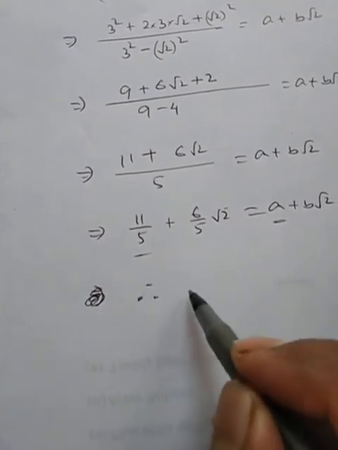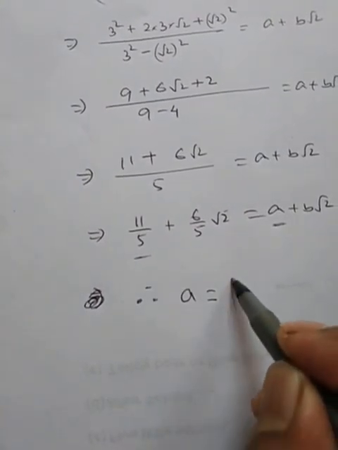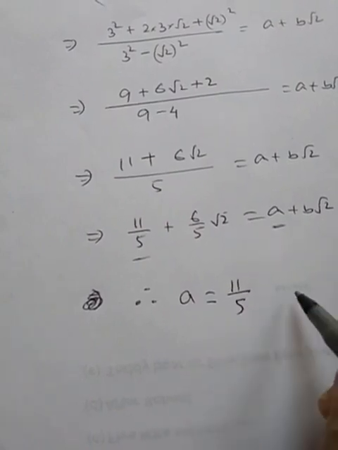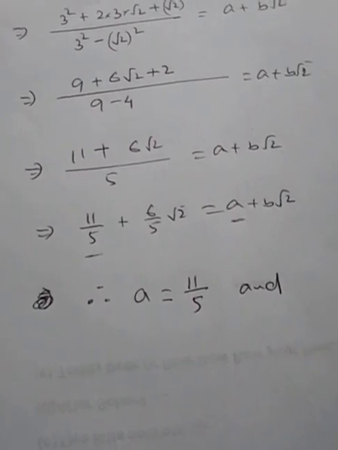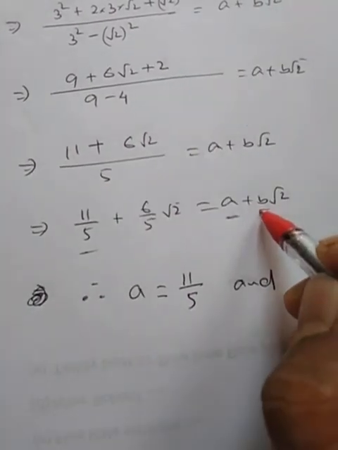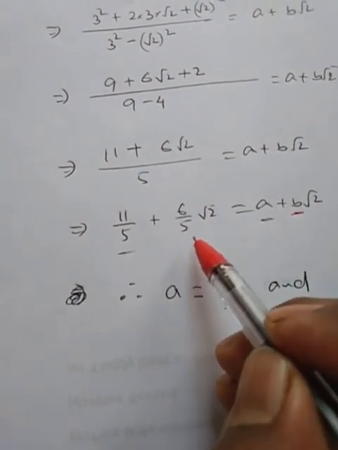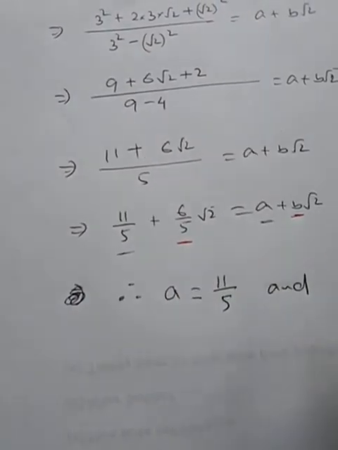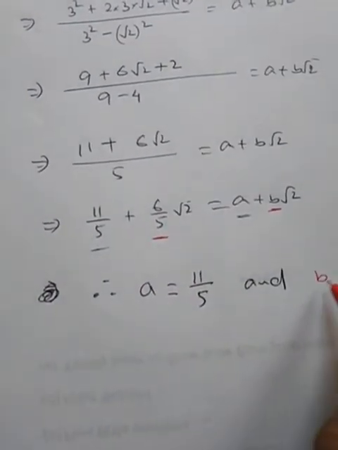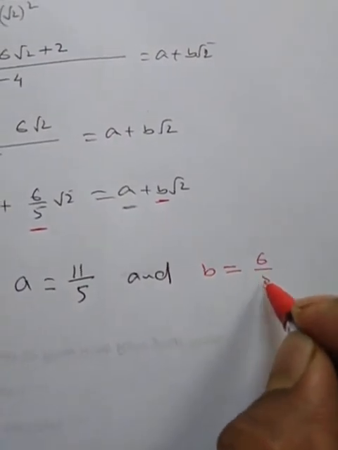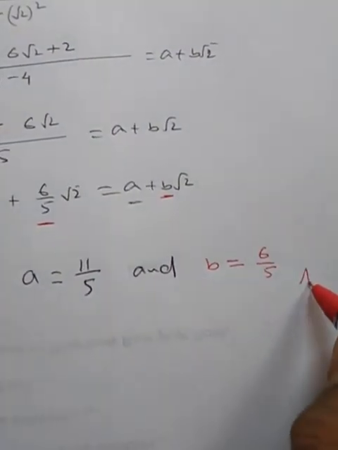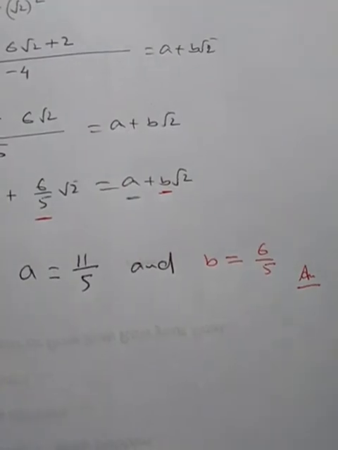Therefore, a equals 11 by 5. And next you can see here with root 2 it is b, and this side with root 2 it is 6 by 5. So b equals 6 by 5, and that is the answer.